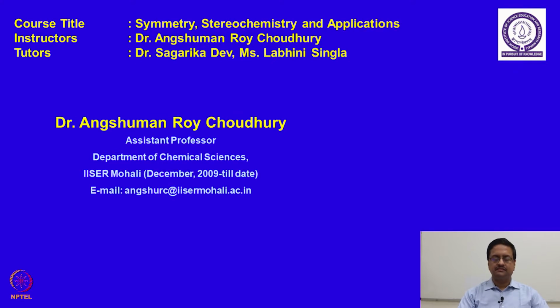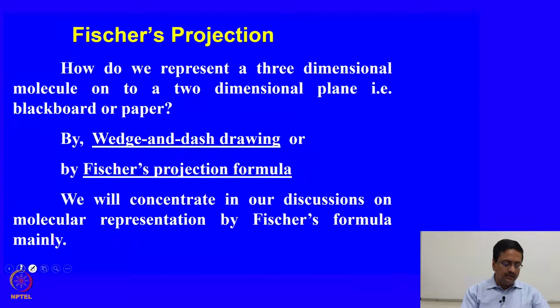So, in this course, now we need to learn a new method of projecting these chiral molecules, which we all know as Fischer's projection. So, how do we represent a molecule, a three-dimensional compound, on a two-dimensional plane, that is, on a blackboard or a piece of paper?